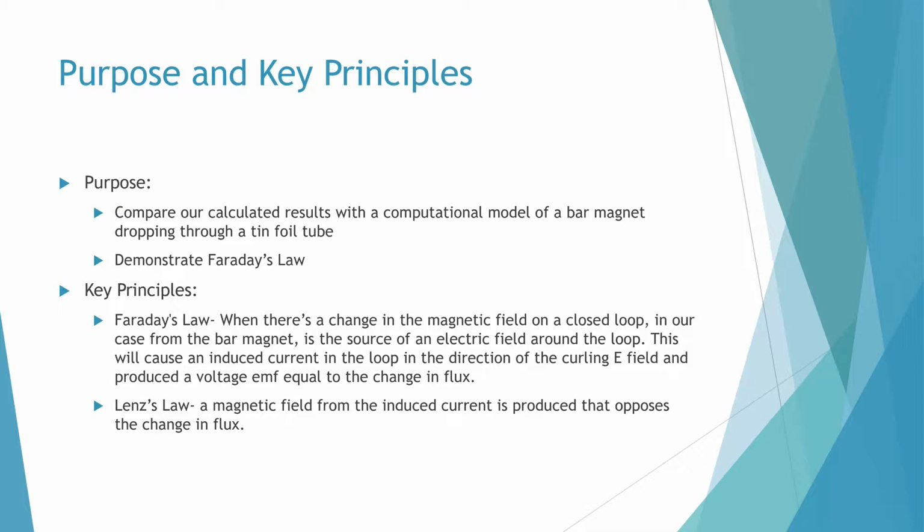It's the source of a curling electric field that happens around the loop, and this will cause an induced current on the loop in the direction of the curling E field, which will produce a voltage EMF equal to the change in flux. And so Lenz's law is that there will be a magnetic field from the induced current created in the opposite direction of the change in flux to offset that.